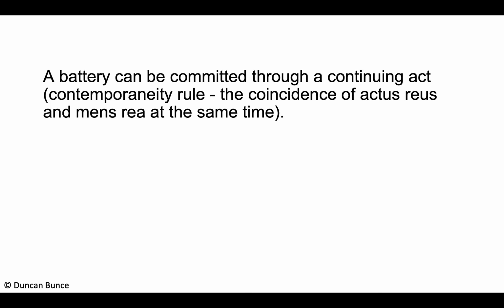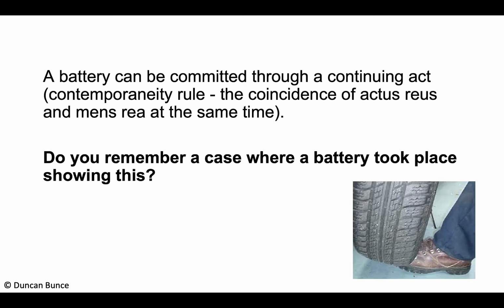So a battery can be committed as well, and we've seen this before, through what is known as a continuing act. This is the contemporaneity rule, the coincidence of actus reus and mens rea occurring at the same time. You will remember, of course, that formula we did: actus reus plus mens rea equals a crime. The exception, of course, being strict liability. That's another topic. But again, look out for this in an exam situation. It may be something that they present because we saw it, didn't we, in this case before.